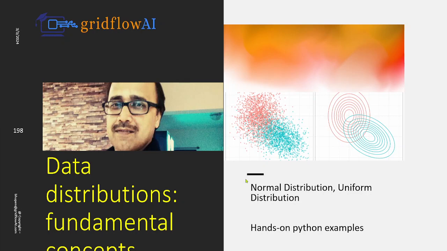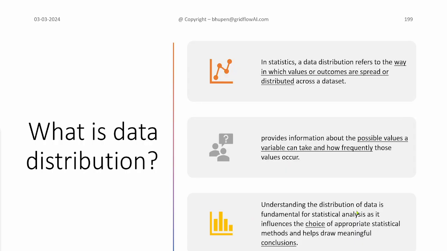So let's move on and see some of the useful and important aspects about normal distribution, like probability distribution and probability density, cumulative probability density, and so on and so forth. And this video on data distribution also has a significant amount of Python examples.